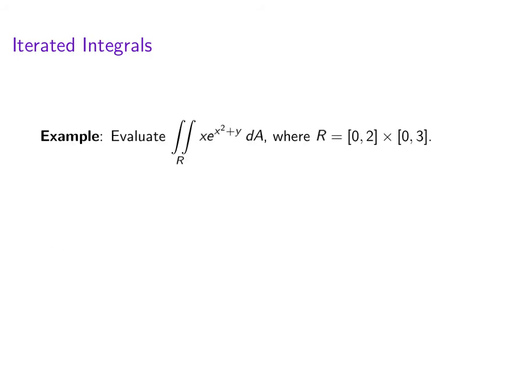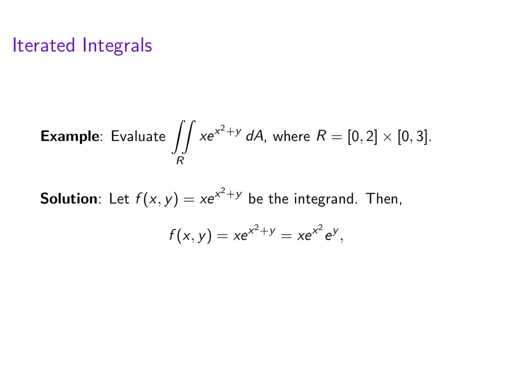So let's do an example. Let's compute the double integral over R of x e to the x squared plus y dA. And our region of integration is the rectangle [0,2] cross [0,3]. So let's let f of x y be the integrand. Notice that we can do some algebraic manipulation. If you have a sum inside an exponential, that means you can break that up as a product.